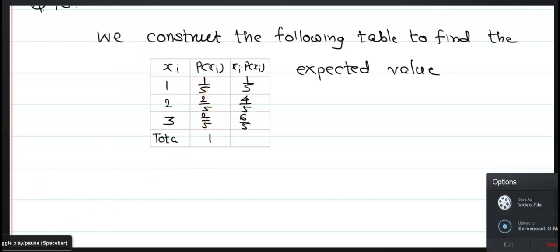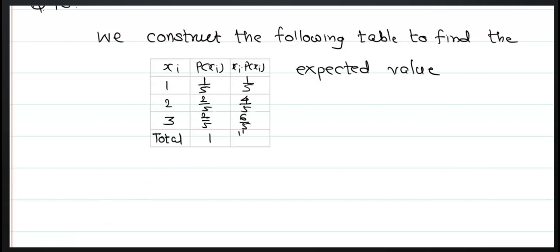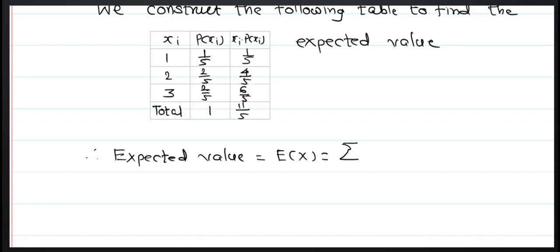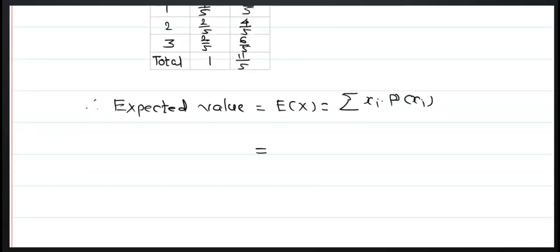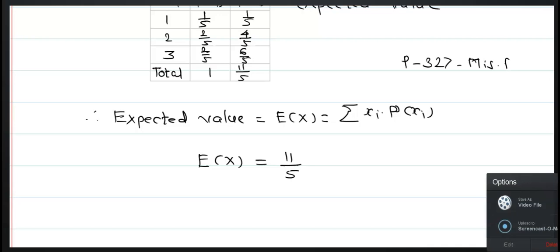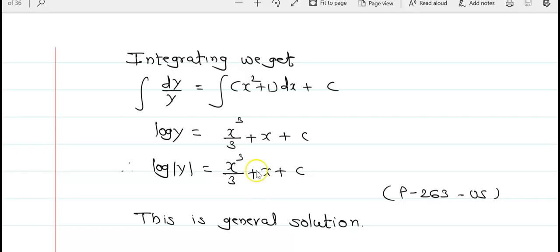And next is 11 by 5. The expected value, E of x, is equal to summation xi into P of xi, which is 11 by 5. It is on page number 327, miscellaneous unsolved question. You can see this here.